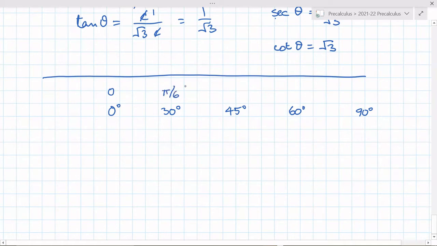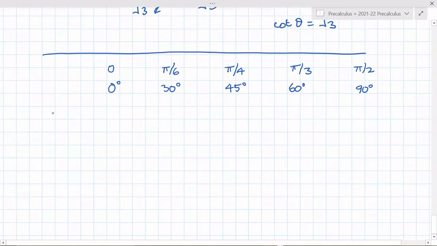This is pi over 6, pi over 4, pi over 3, and pi over 2. I'll show you sine. You need to know one, right? Then you can figure out all the others.